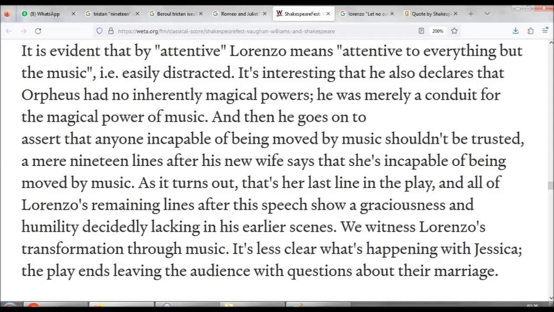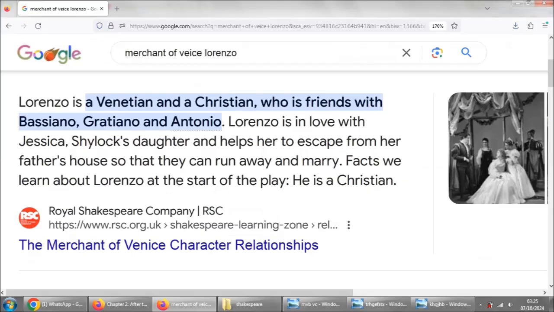Wait a minute. You're trying to tell me when Lorenzo says anyone who is incapable of being moved by music shouldn't be trusted, it's 19 lines after his new wife says she's incapable of being moved by music. Are you trying to say Lorenzo says this 19 lines later? Yes. Madam Shakespeare, can you explain why Shakespeare chose to write it 19 lines later? It was his favourite number, obviously. Did he exist? Which one is it? Did he exist or did somebody else write it using the 19 code?